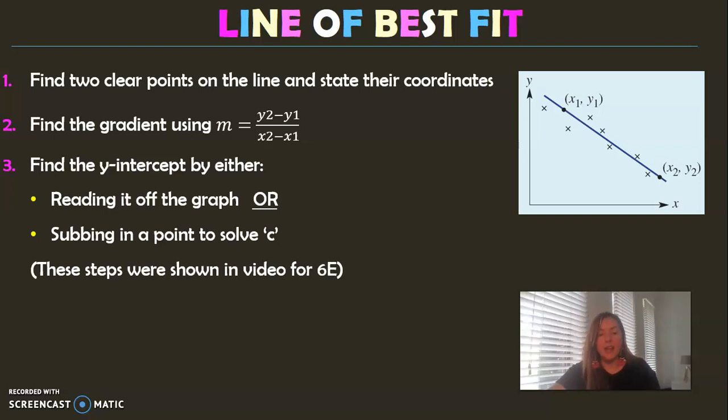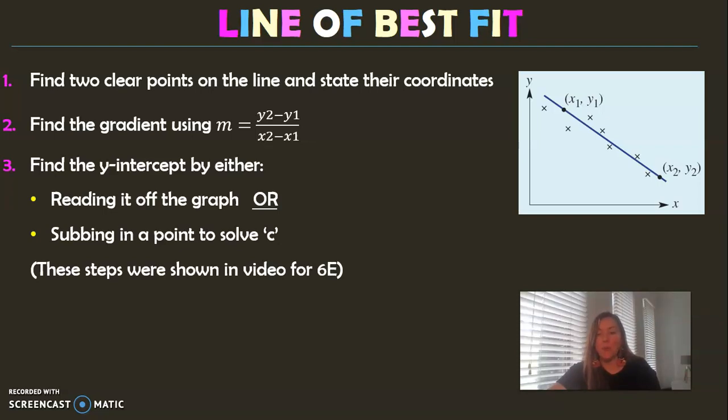Depending on what the question has, sometimes you can find the y-intercept by just reading it off the graph. If you have a graph and you know the y-intercept, i.e. the value of y when x is 0, then you can directly read that y-intercept off the graph. If you don't have the graph, you can do it by substituting a point in to solve for c. I'm not going to repeat those steps right now. Just remember that they were shown in 6E, so if you want to go back and look at that, you can. We will go over it a little bit more in this lesson as well.